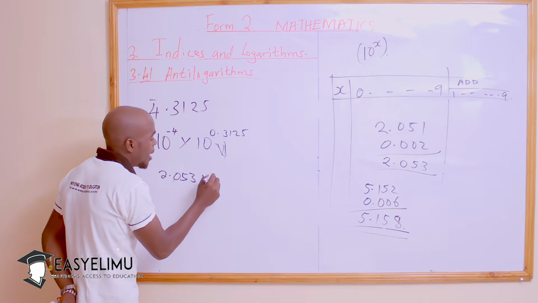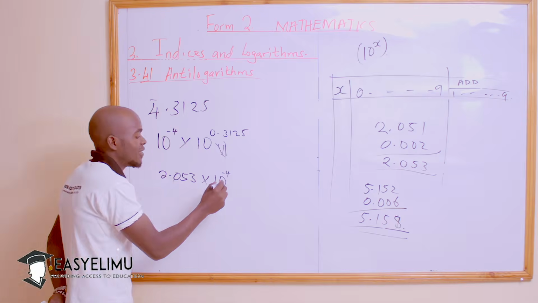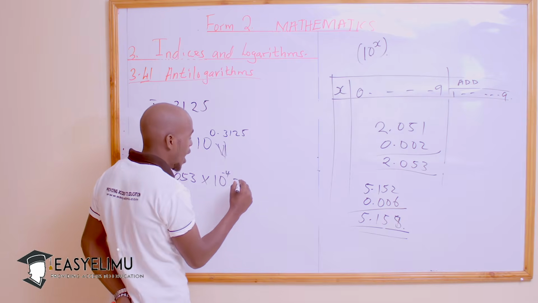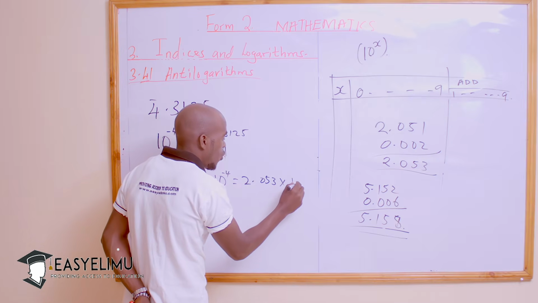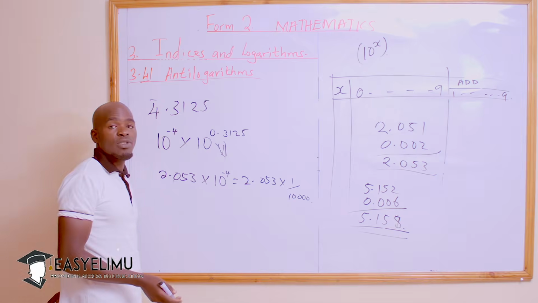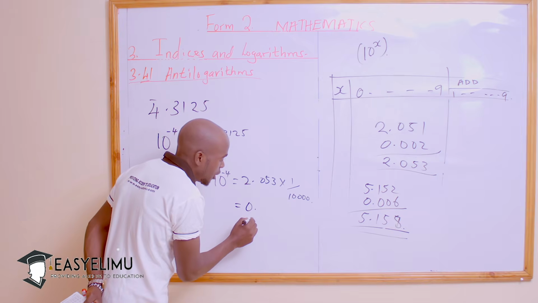So we shall have 2.053 multiplied by 10 raised to negative 4. And remember, since this one is the negative index, rewriting it we have 2.053 multiplied by 1 over 10,000. And if that is the case, you know what happens? You will have a value of 0.0002053.